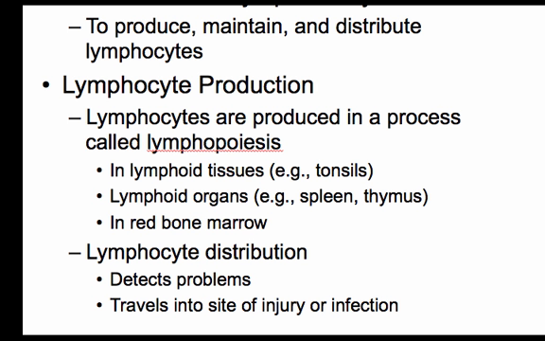Lymphocytes are produced in a process called lymphopoiesis. They are produced in lymphoid tissues such as the tonsils, lymphoid organs such as the spleen and thymus, and in red bone marrow. Lymphocytes will be distributed anywhere in the body where problems are detected. Lymphocytes will move through the body tissues. They travel from the blood to the interstitial fluid and into the lymphatic capillaries. The lymphatic capillaries will return them to the venous blood.